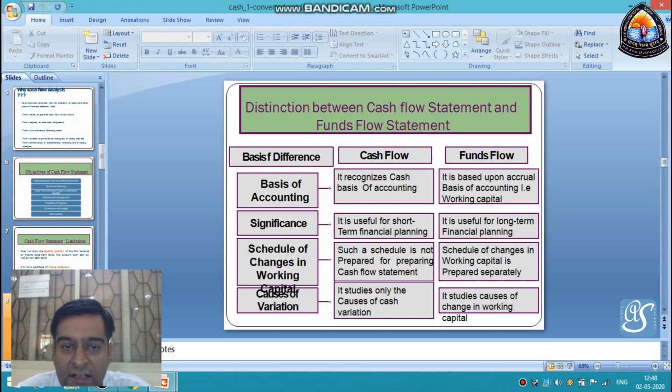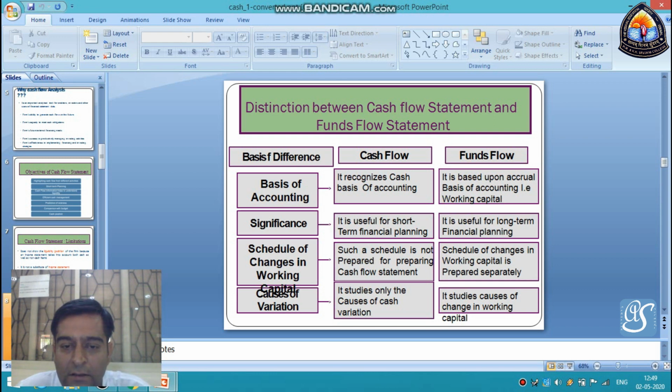Now this is an important point for examination: the difference between cash flow statement and fund flow statement. See the basic difference points, what is in cash flow and what is in fund flow. The first point is the basis of accounting. Cash flow recognizes the cash basis of accounting, whereas fund flow is based upon the accrual basis of accounting, like working capital.